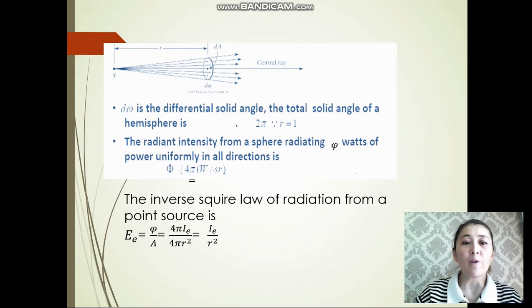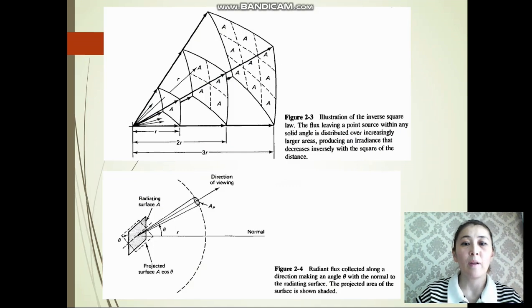The radiant intensity from a sphere radiating watts of power uniformly in all directions is given by this formula. The inverse square law of radiation from a point source is given by this formula. Figures 2 and 3 show an illustration of the inverse square law. The flux leaving a point source within any solid angle is distributed over increasingly larger areas, producing an irradiance that decreases inversely with the square of the distance.